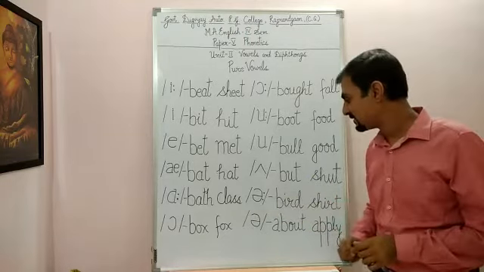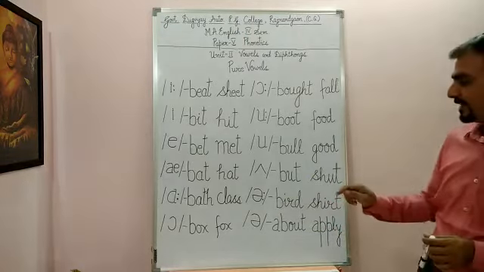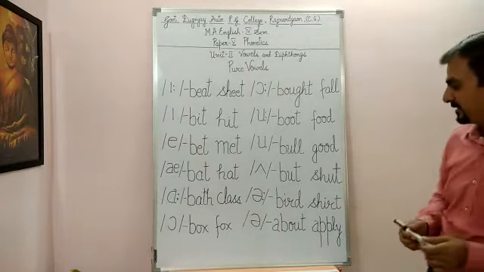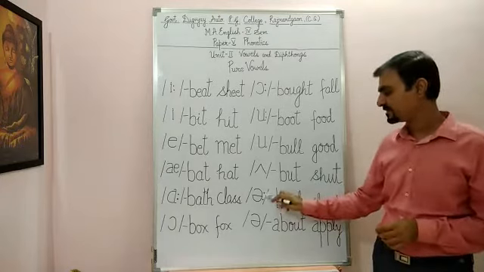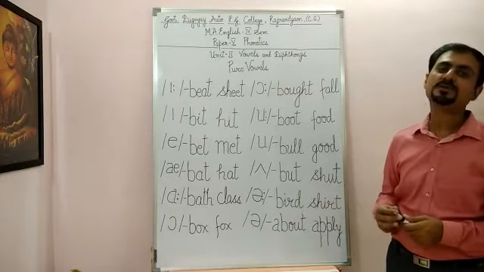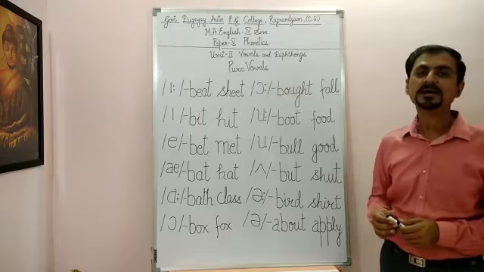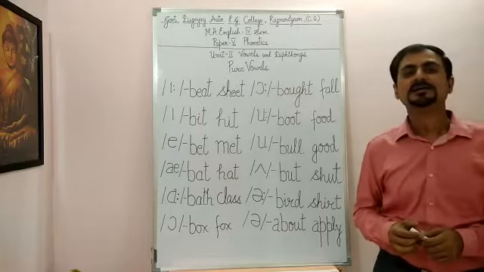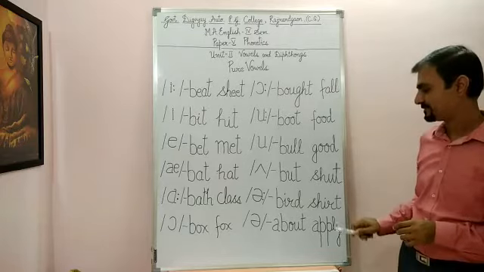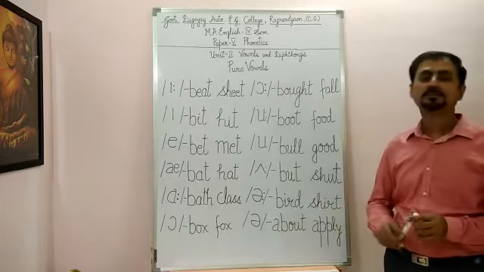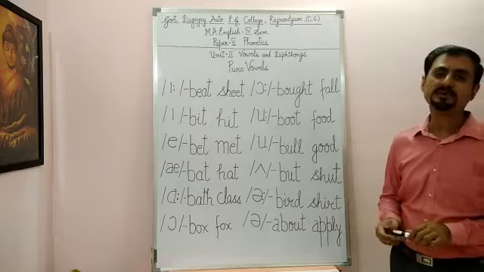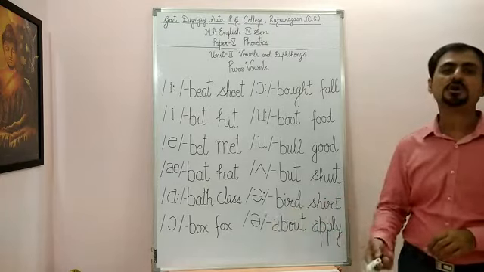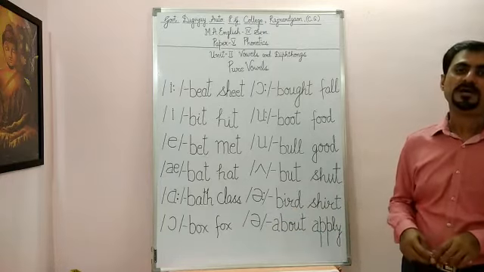Then we have a vowel which looks like a small letter a. The symbol looks like a small letter a, a long one, because it has a colon, and it is pronounced as in bird, curd, shirt. The last pure vowel, 12th in number, is /ə/. Simple /ə/, neither short nor too long.